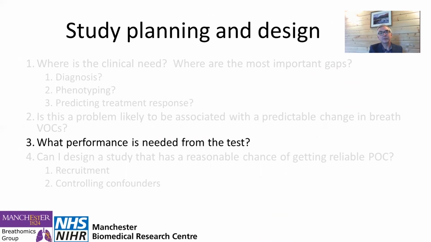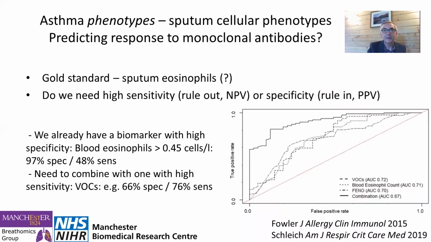The next thing to consider is what performance is needed from the test. I'll be fairly brief here, but just to say that aiming for an area under the curve or an accuracy of 100% for any test is, first of all, possibly not realistic, and secondly, not even necessary. When you're thinking about the disease under study or the application under study, we need to consider whether what we really want out of the test is a high sensitivity or a high specificity. And indeed, your biomarker may work for one and not the other. And if so, that may not be a problem.